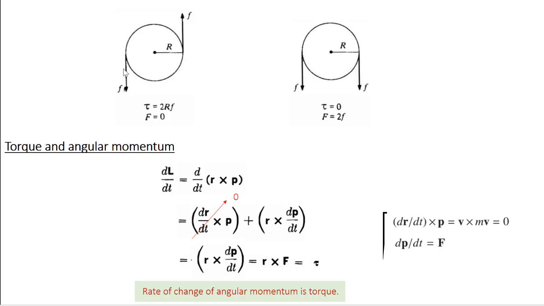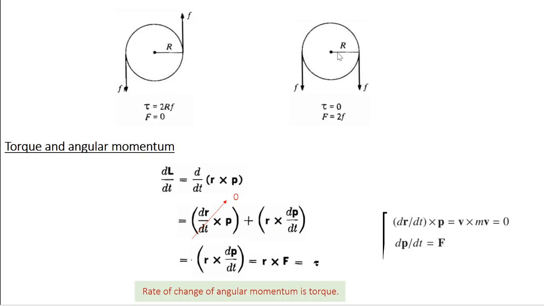And what about the torque for this component? Once again, you find the cross product, you will find that it is directed out of the plane. So you have two rF components pointing out of the plane. So the net torque is 2rF and the net force is 0. So these two are completely different.